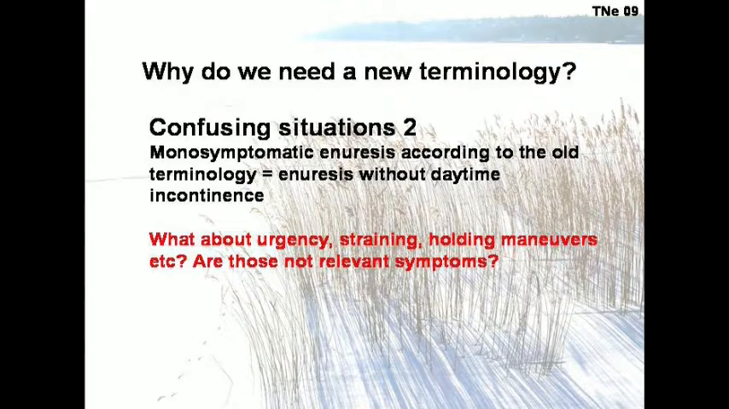And monosymptomatic enuresis, according to the old terminology, meant enuresis without daytime incontinence. But what about urgency, straining, holding maneuvers, etc.? These are surely relevant symptoms.